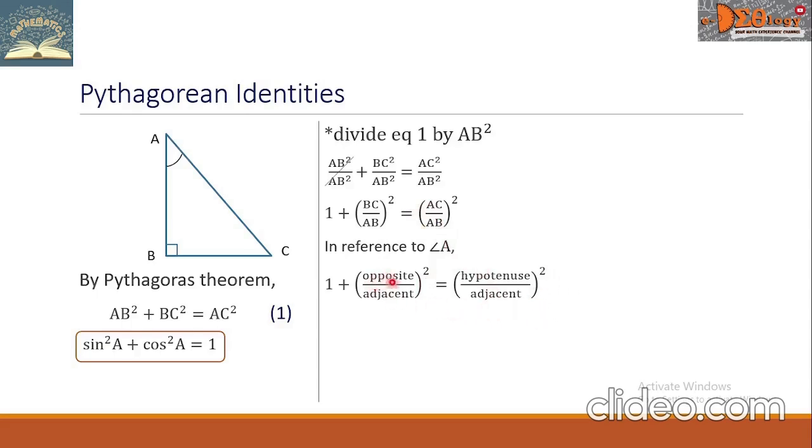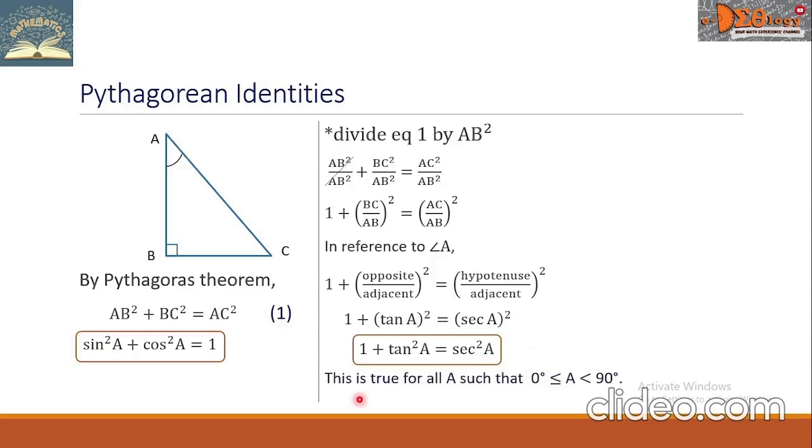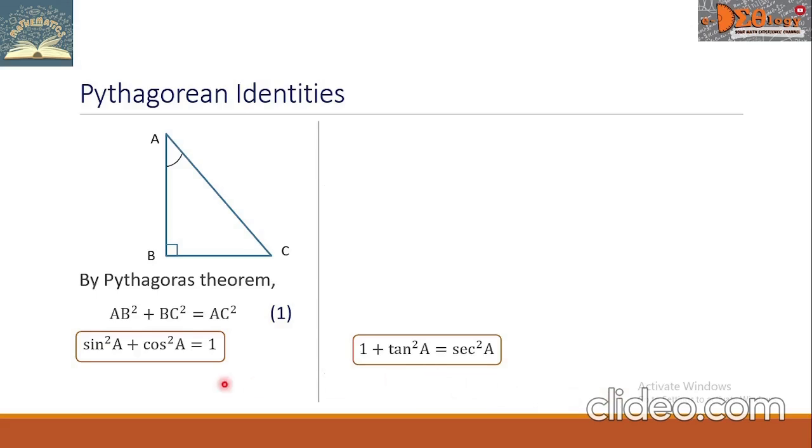Remember that this opposite over adjacent is tangent A, that is squared. The hypotenuse over adjacent is secant A, that is squared. Then we rewrite this equation as 1 plus tangent squared A equals secant squared A. This is the second Pythagorean identity. This is true for all angle A such that A is more than or equal to 0 degrees, but A is less than 90 degrees. Let us copy the second equation down here.